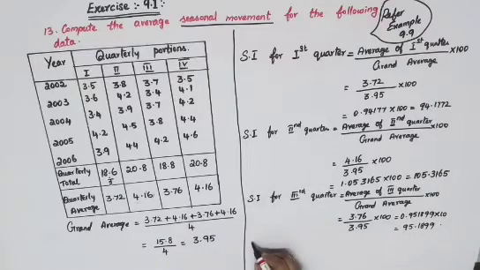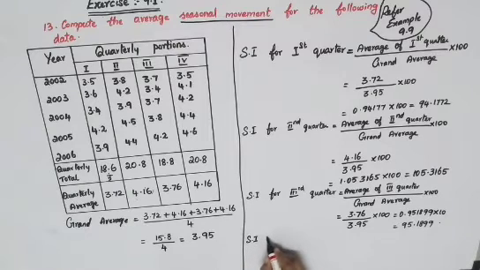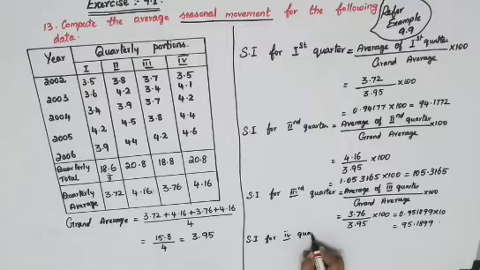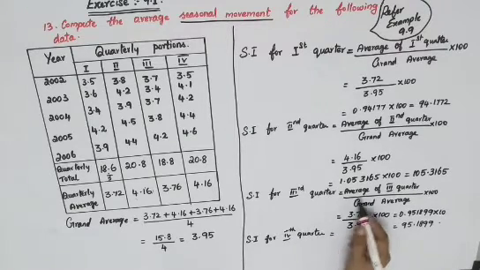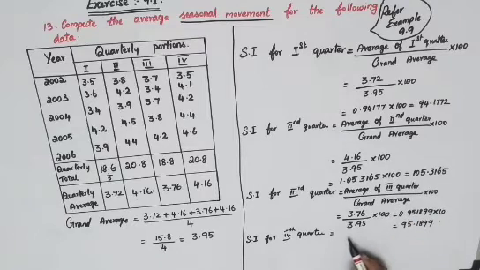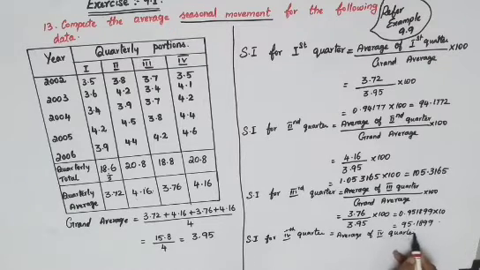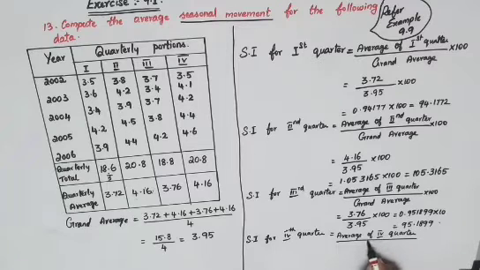The next one is seasonal index for fourth quarter. So which is equal to the same, in the place of third quarter you will have to write fourth quarter. That is average of fourth quarter divided by grand average into 100.